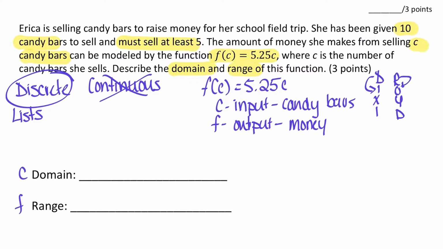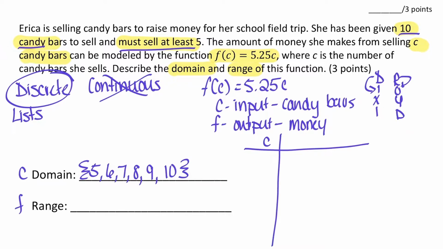So let's talk about the possible domain values. Well, she's been given 10 candy bars and must sell at least 5. So that means that she can sell 5, 6, 7, 8, 9, or 10 candy bars. Now we need to figure out the range values based on these values in the domain. So the candy bars are c. So we have these values 5, 6, 7, 8, 9, and 10. So now we need to plug into f of c to figure out each value of the range.